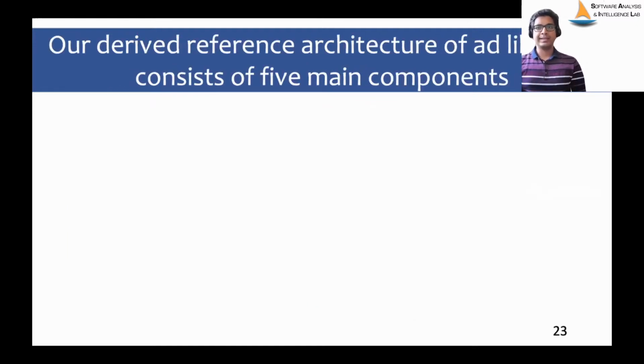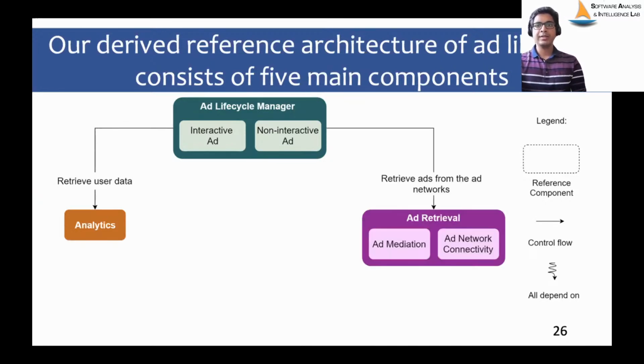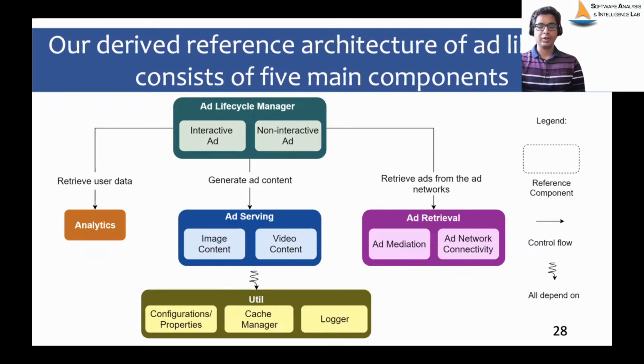Finally, we derived a reference architecture of ad libraries, which mainly consists of 5 main components. The main component is the ad lifecycle manager. It retrieves user data using analytic components and retrieves advertisements using ad retrieval components. With both pieces of information, the ad lifecycle manager then displays image ads or video ads on mobile devices. All these components rely on some utility functions.